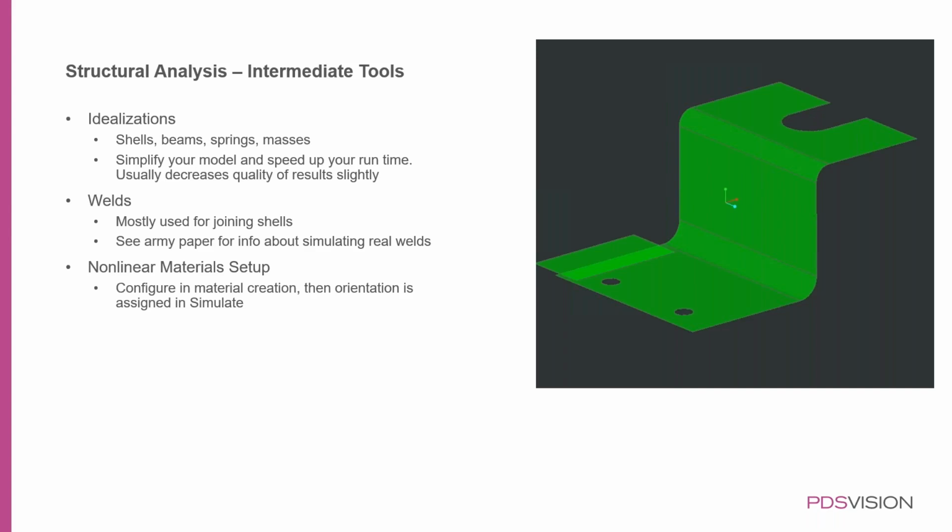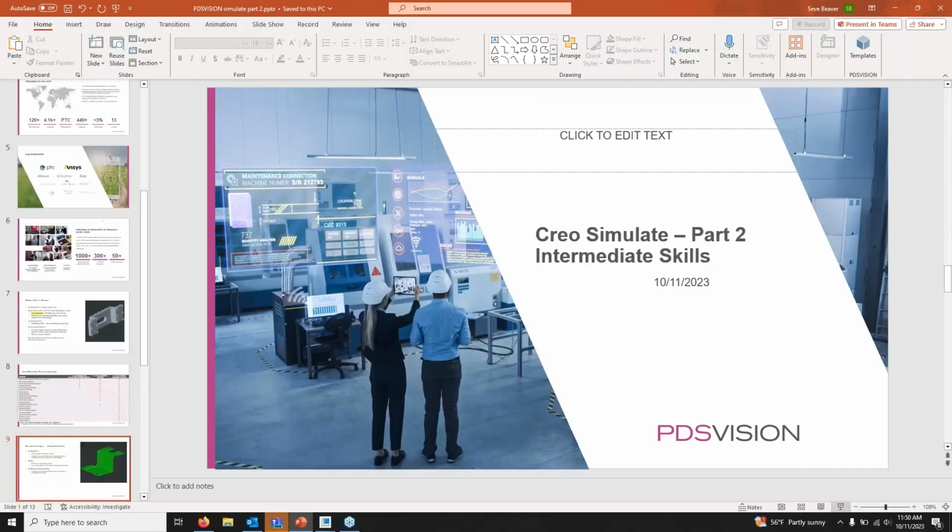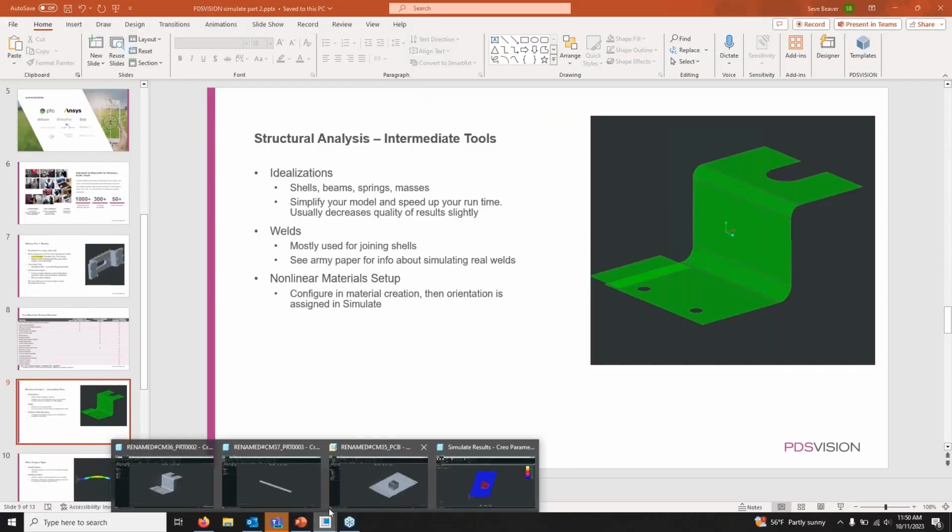Next, I'll talk briefly about welds. But the main thing I'm going to say about welds is that they're not usually going to be used in the way you would assume. Welds in Creo are mostly used to join together shells. So I'm just going to jump to Creo really briefly here.